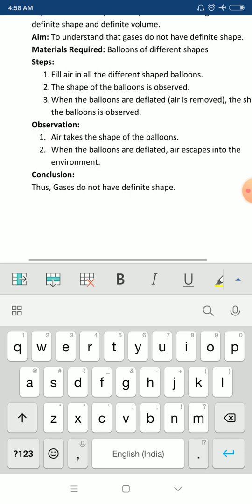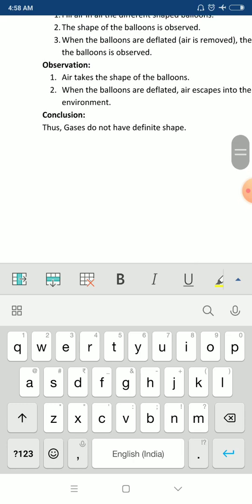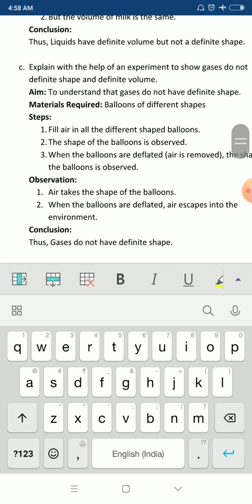Now for this you have to draw the shape of different balloons. Say take 3 balloons. You can draw one balloon in the circle format, one balloon in the oval format, and one balloon in the star format. So what we have concluded, we are saying gases do not have definite shape or volume.